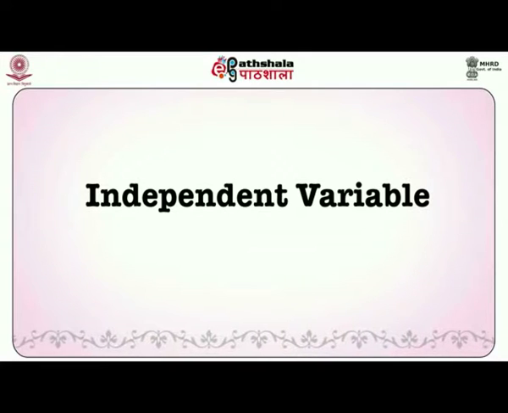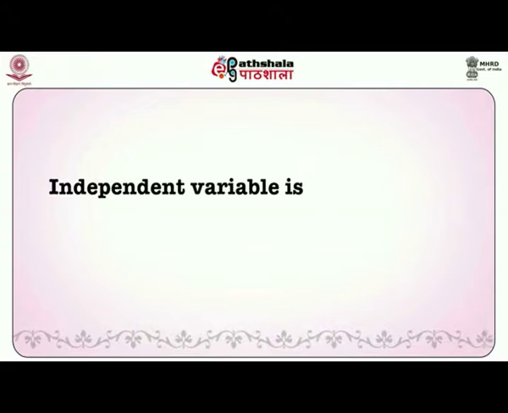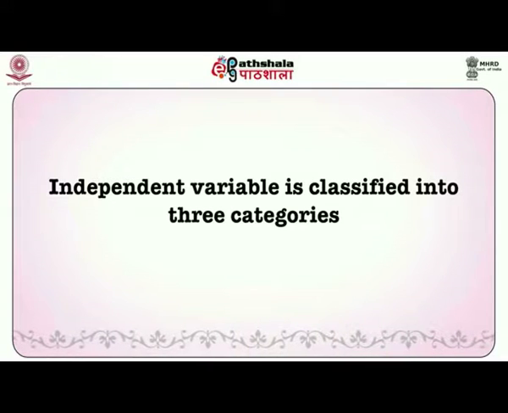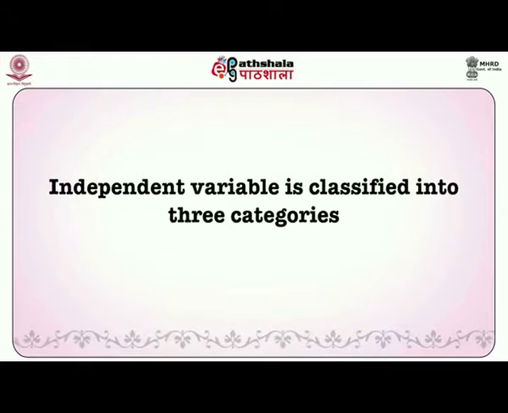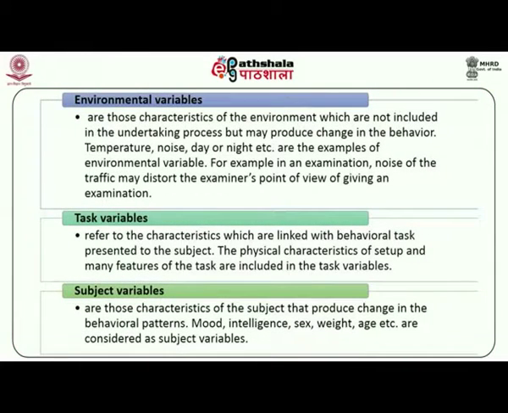Classification of independent variable. Independent variables can be classified into three categories. First is the environmental variables. These are those characteristics of the environment which are not included in the undertaking process but may produce a change in the behavior. For example, variables like temperature, noise, day or night, etc. are examples of environmental variables.